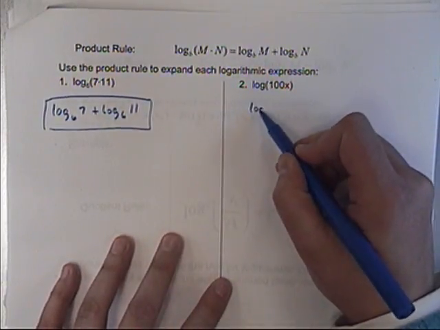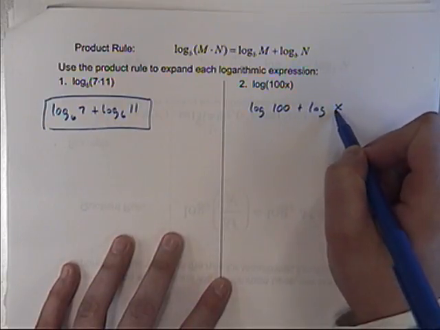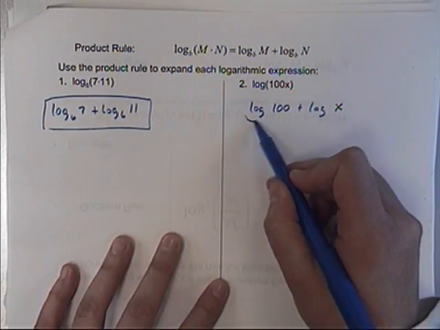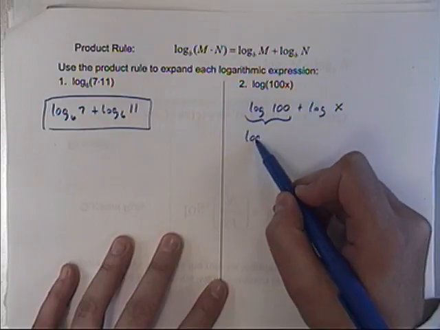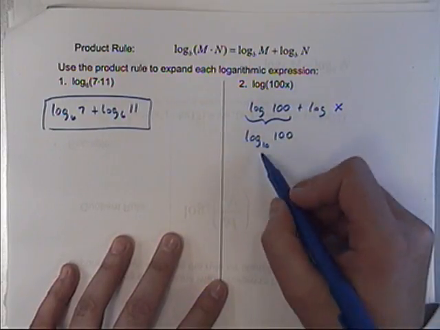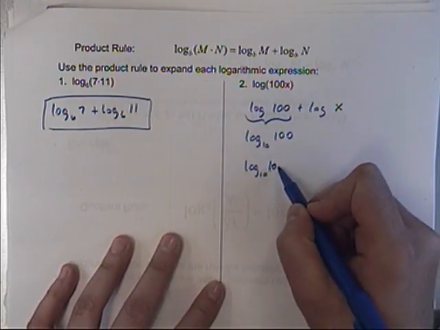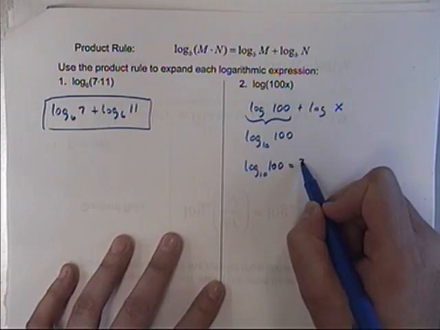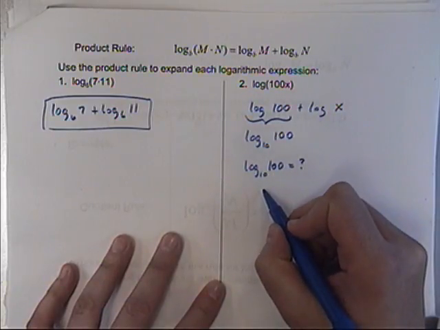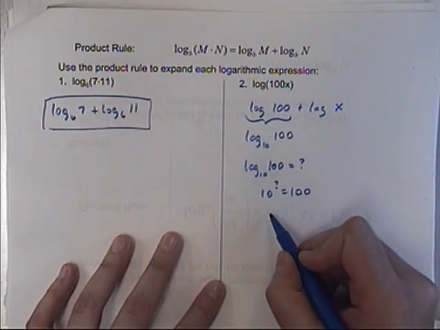This one would be written as log of 100 plus log of x. Now, log of 100 is something else. Remember, when the base is missing, it's default base 10. And then we can ask, okay, what would this value be? So if we take log base 10 of 100 and set it equal to a question mark, what the question is really asking is, 10 raised to what power is 100? Well, obviously that is 2.